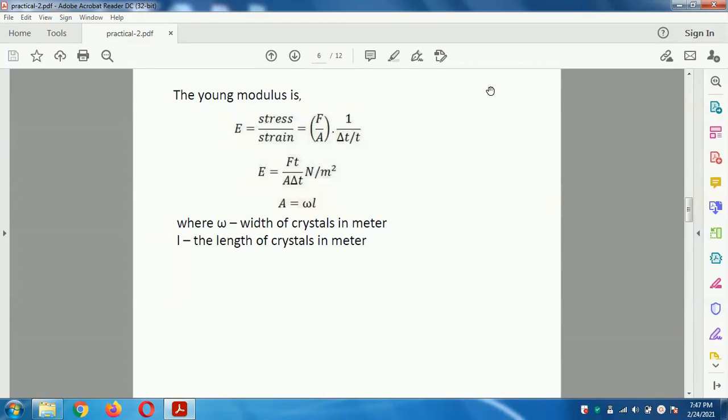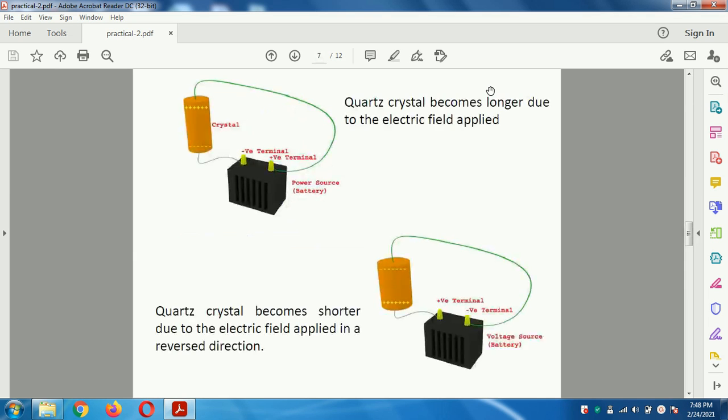All of you know the formula for Young's modulus, that is E is equal to stress upon strain, that is (F/A) divided by (ΔT/T), which means change in thickness upon original thickness. So that formula is converted to E = Ft/(AΔT) Newton per meter square. The area is equal to W × L, where W is the width of the crystal in meters and L is the length of the crystal in meters. This is a diagram related to the quartz crystal.